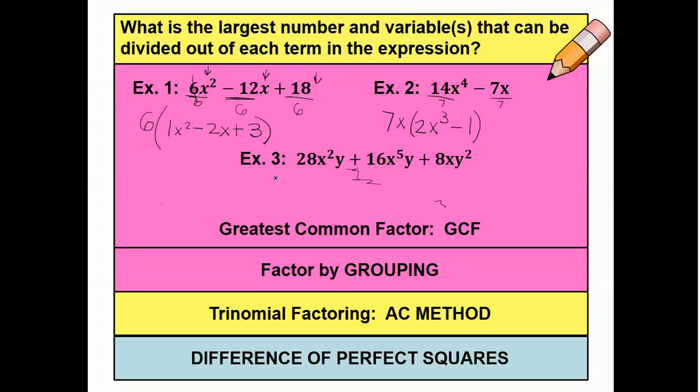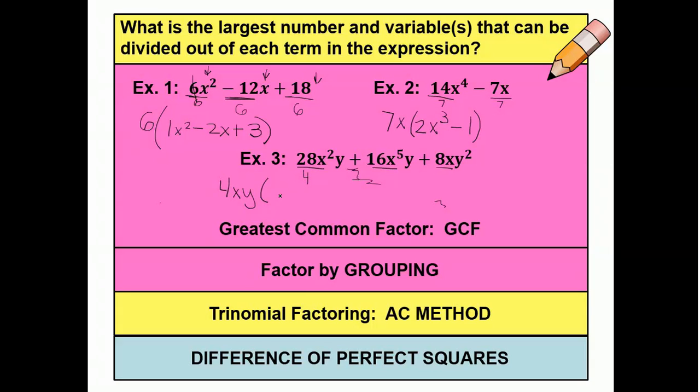Now, exercise 3. What can come out of 28, 16, and 8? I think it's just a 4. How many x's? I have 2 x's here, 5 x's here, 1 x here. So the biggest number of x's I can take out of every single one of them is 1x, because this one only has 1 x. What about my y's? I have 1 y here, 1 y there, and 2 y's there. So each of them can only give 1 y.